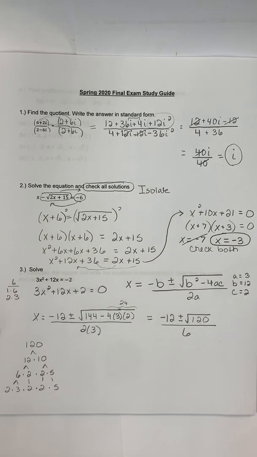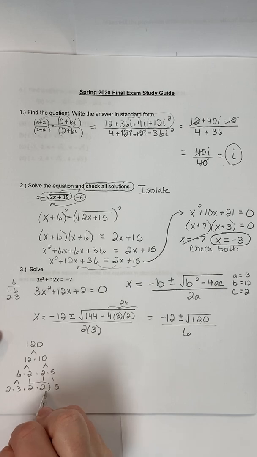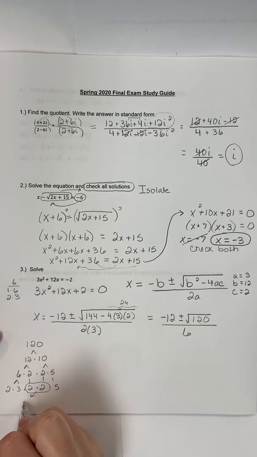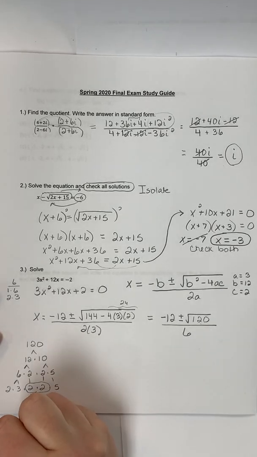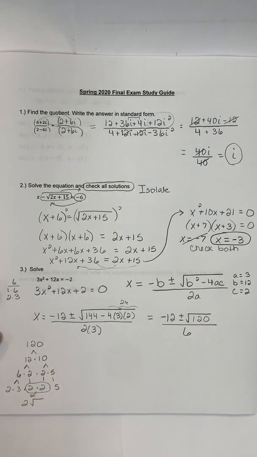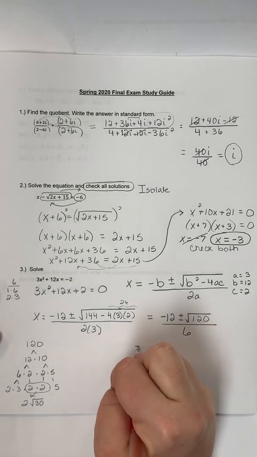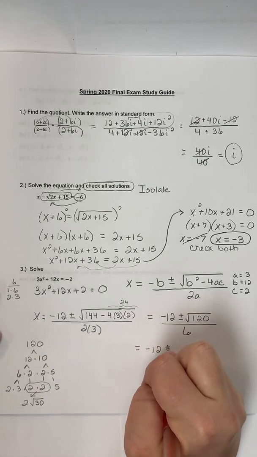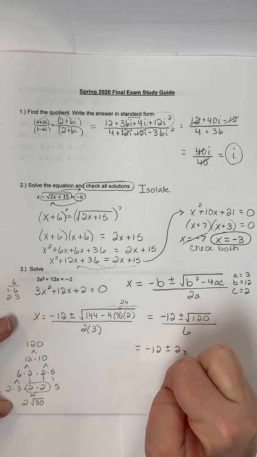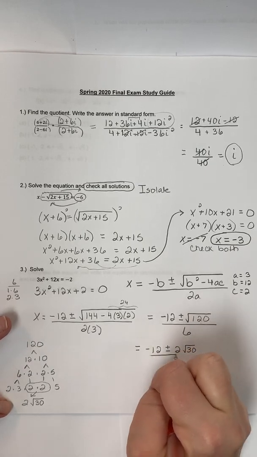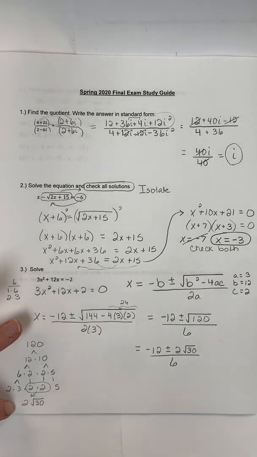All right, I'm looking for groups of 2 numbers that are the same. Well, I'm just going to grab these 2 right out of the middle. That comes outside. I don't have any others that have a group of 2, so now I'm just going to multiply them together and put them back under. So 2 times 3 is 6. 6 times 5 is 30. So what I really have is negative 12 plus or minus 2 root of 30 all over 6.